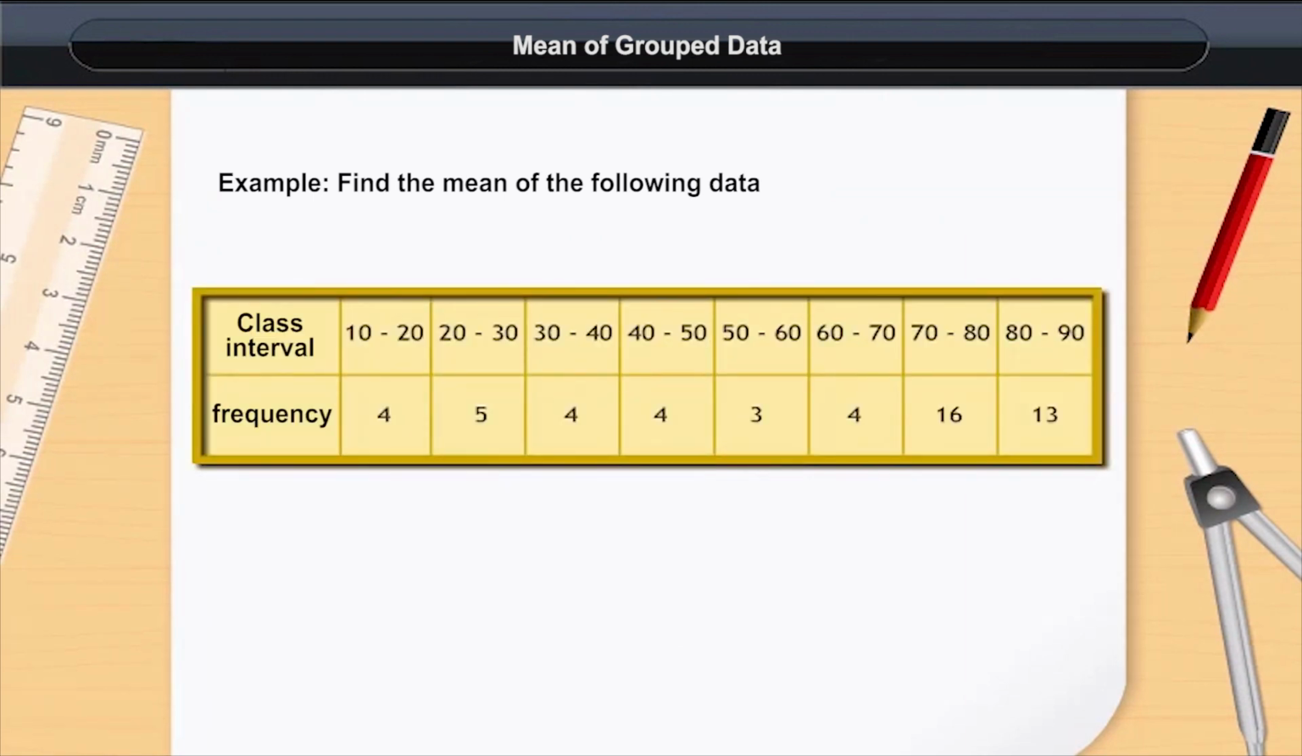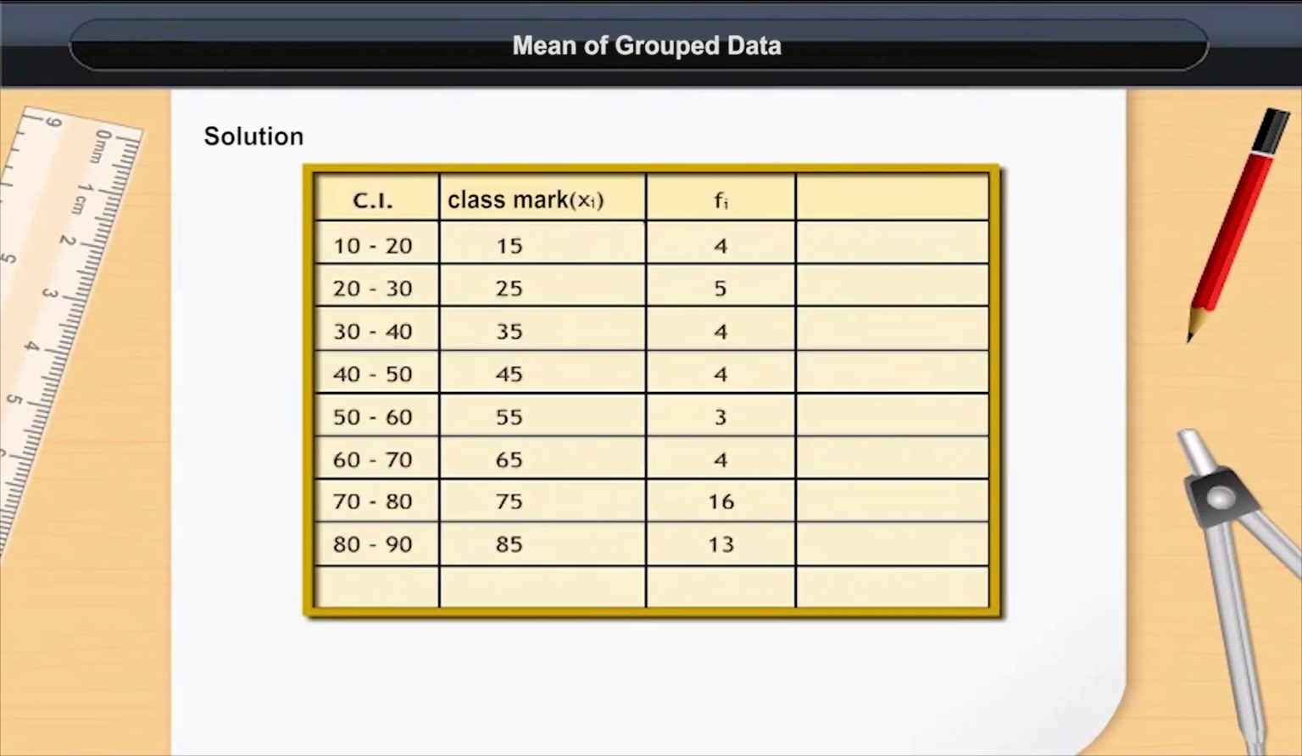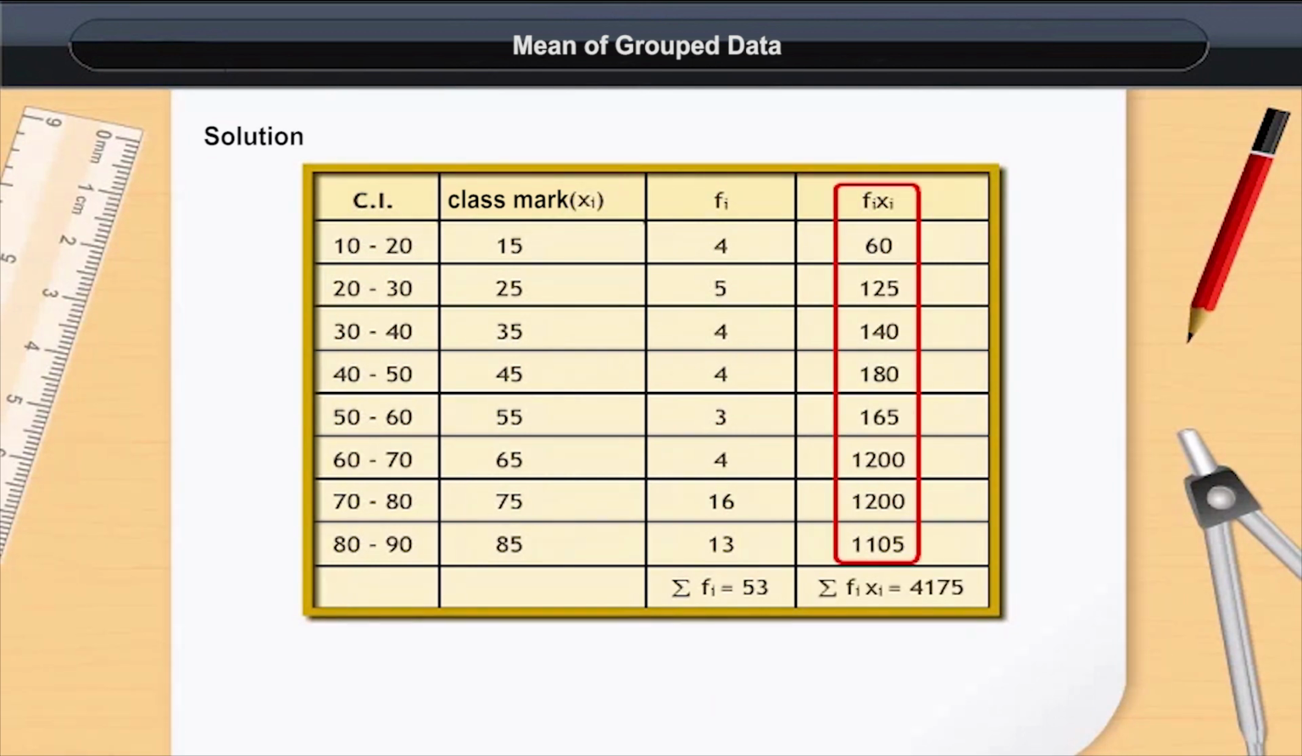Example: find the mean of the following data. Solution. Look at the table carefully. Given in the table are class interval, class mark, xi, and frequency, fi. From this table, we can easily obtain values of fi and xi. Given that sigma fi is equal to 53 and sigma fi xi is equal to 4175.